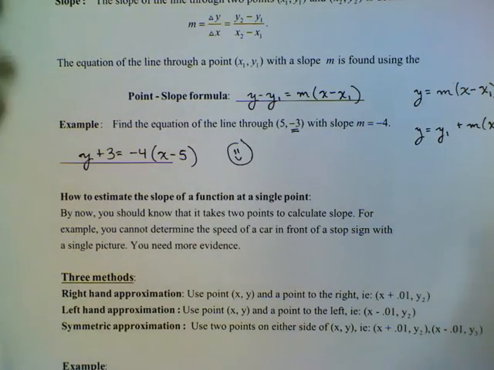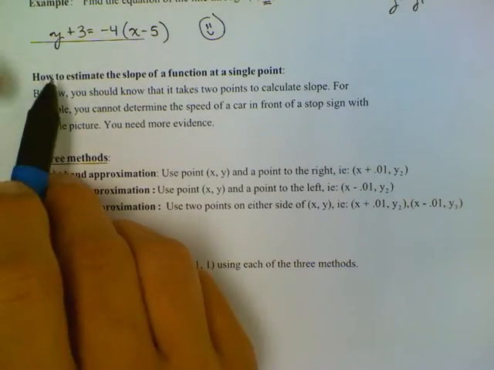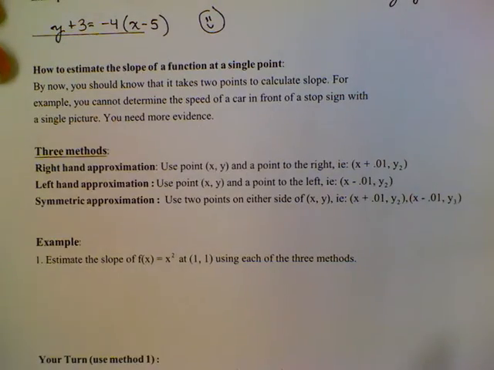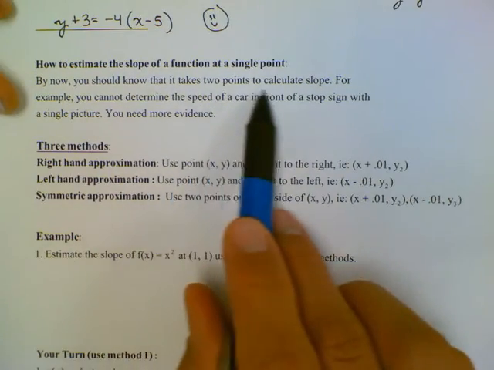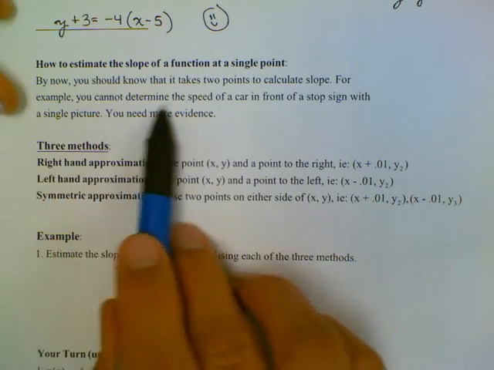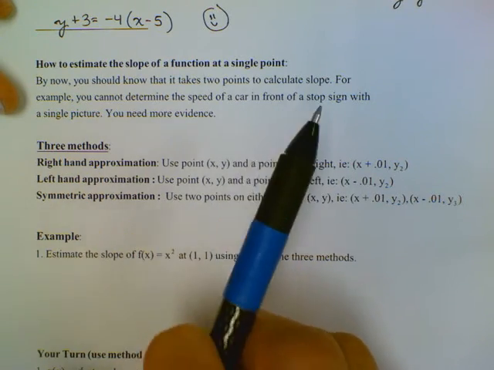Okay, so I want to show you how to estimate the slope of a function at a single point, because that's basically the study of calculus, okay? So by now you should know that it takes 2 points to calculate slope. For example, you cannot determine the speed of a car in front of a stop sign with a single picture.